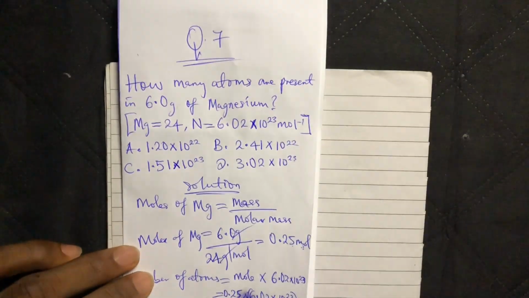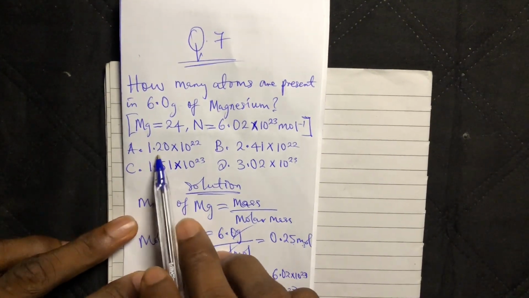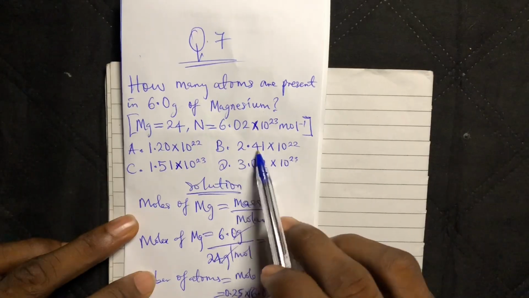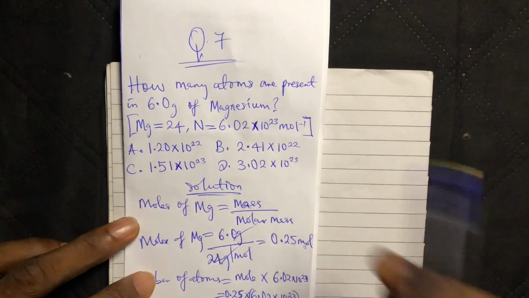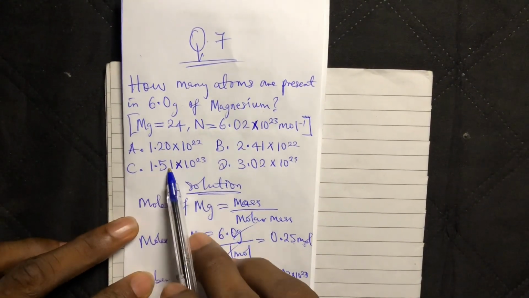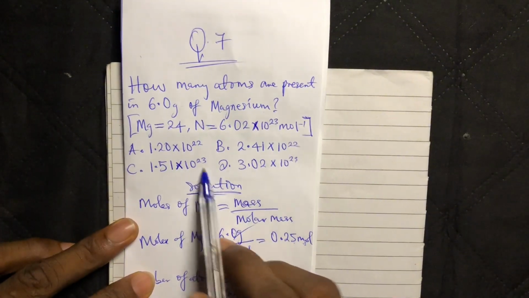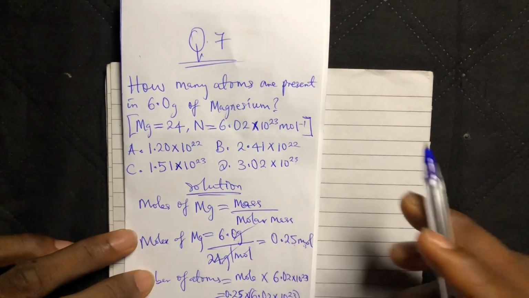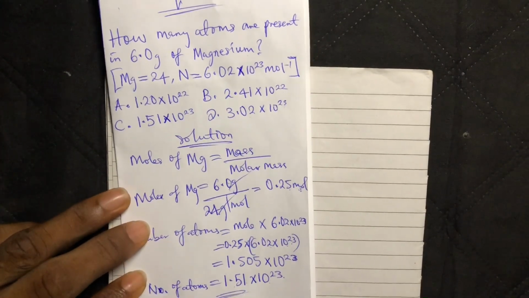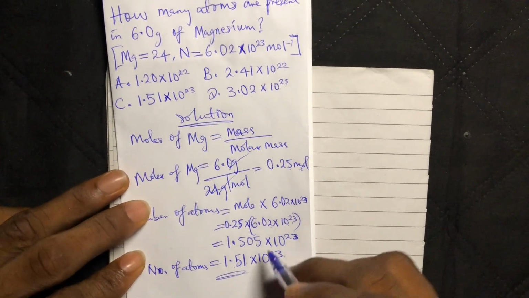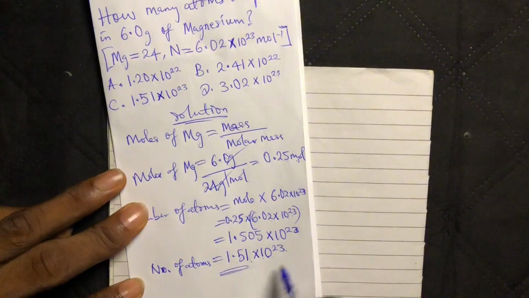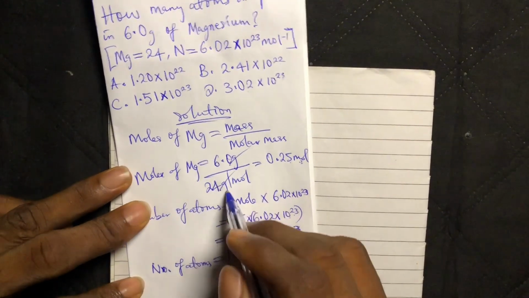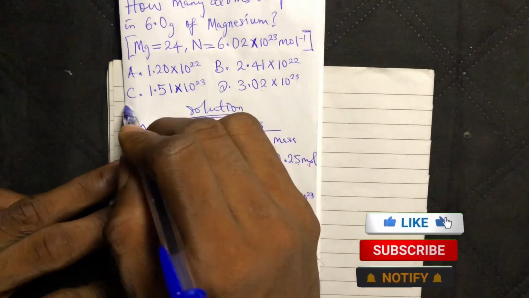So looking at the options, we are going to see that option A is 1.20 times 10 raised to 22. Option B is 2.41 times 10 raised to 22. Option C is 1.51 times 10 raised to 22. And option D is 3.02 times 10 raised to 22. So from our own answer, the correct option is option C, because our answer is 1.51 times 10 raised to 23. So the correct option for this particular question is option C.